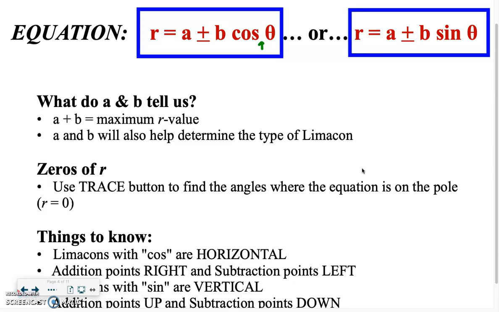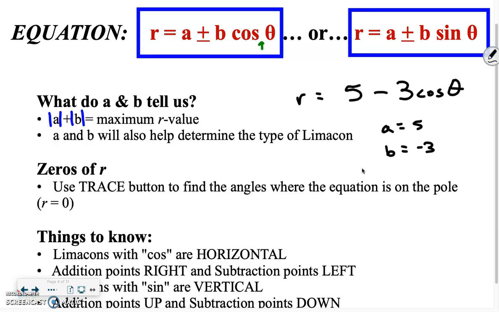Now, first thing that I would highly encourage you to add to your notes, just to clear up any confusion that may potentially happen, let's think about this as the absolute value of A plus the absolute value of B. When we add the absolute value of A plus the absolute value of B, that's going to tell us the maximum R value. The reason why I want you to put those absolute value symbols is that as soon as we see something like 5 minus 3 cosine theta, someone is going to jump in there and immediately say that A is 5, B is -3, 5 plus -3 is 2, so the max R value is 2.